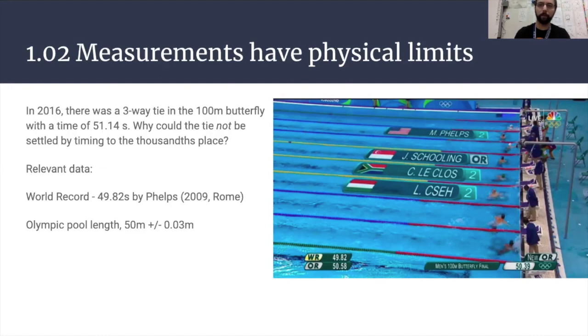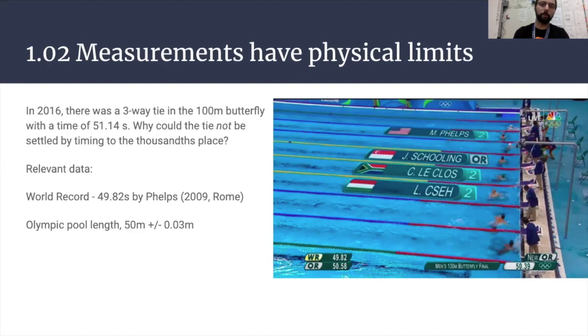That would settle this. Or why don't we just go to the 10,000ths place if they tied at the thousandths place? And there are scientific reasons why they didn't do that. Now, let's go into that. Why could the tie not be settled by timing to the thousandths place?